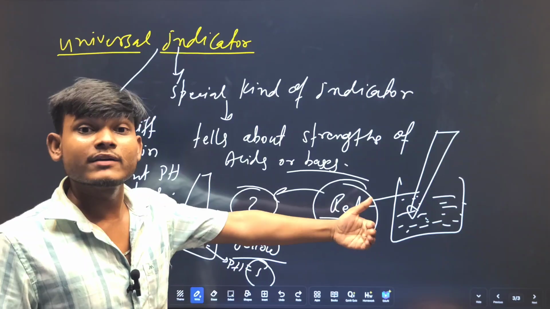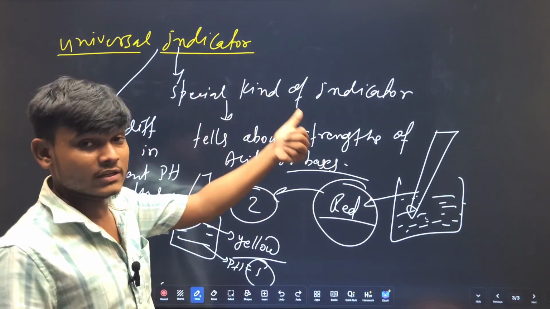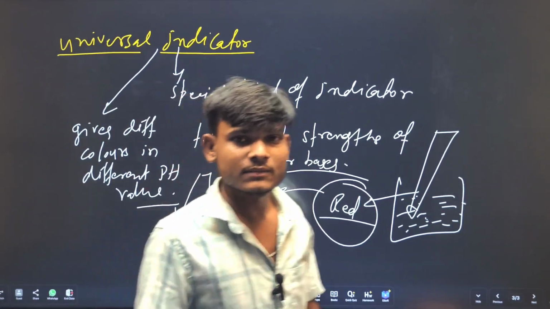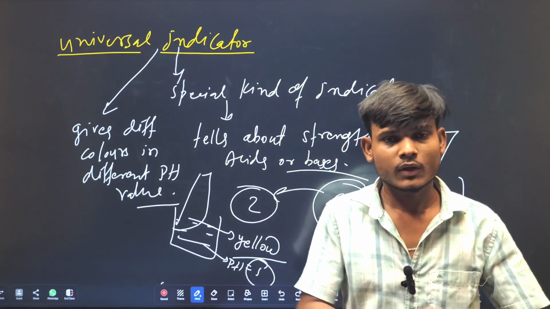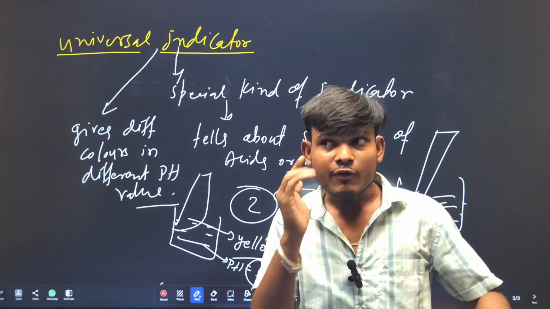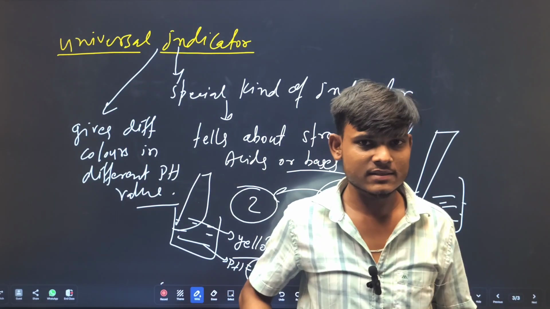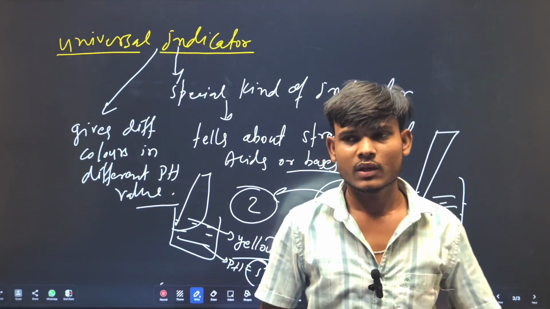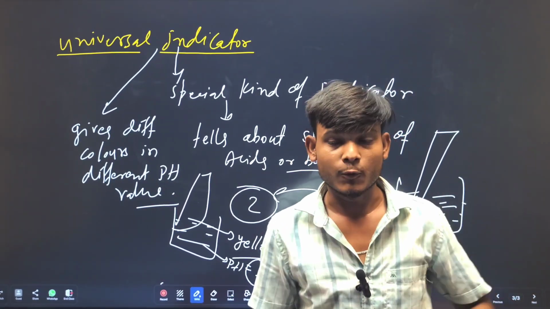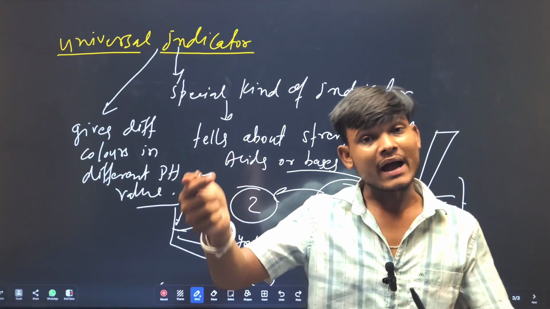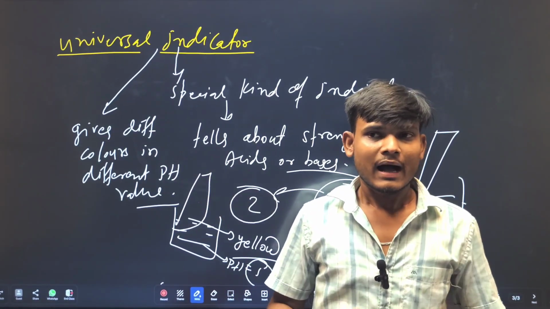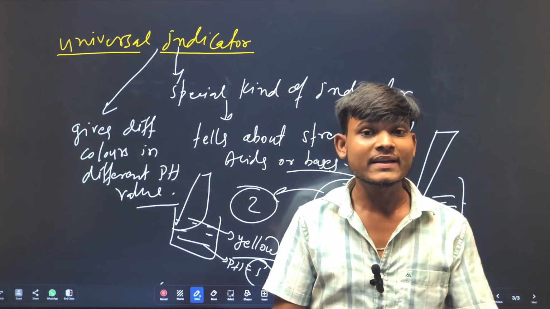I hope you have understood each and everything about universal indicator. So what is universal indicator? I have a problem. What? If I want to know the relative strength of acids or bases, I have only one way. I have only one solution, and that is pH value. But for pH value, I also have a problem. I don't know how to calculate pH value.